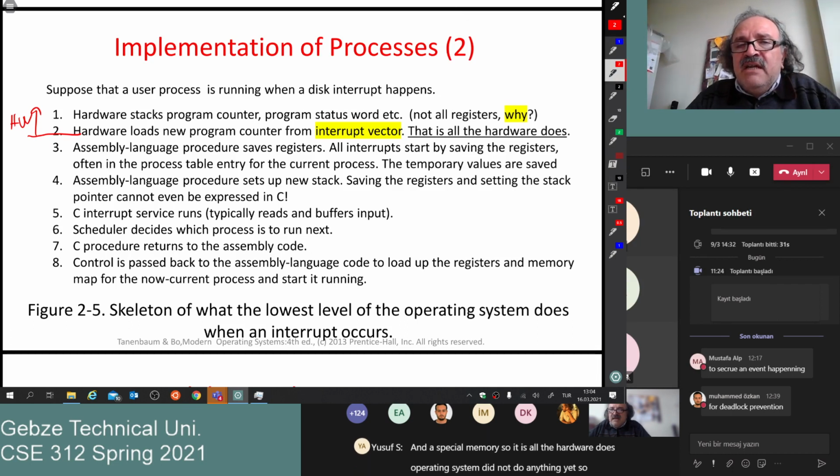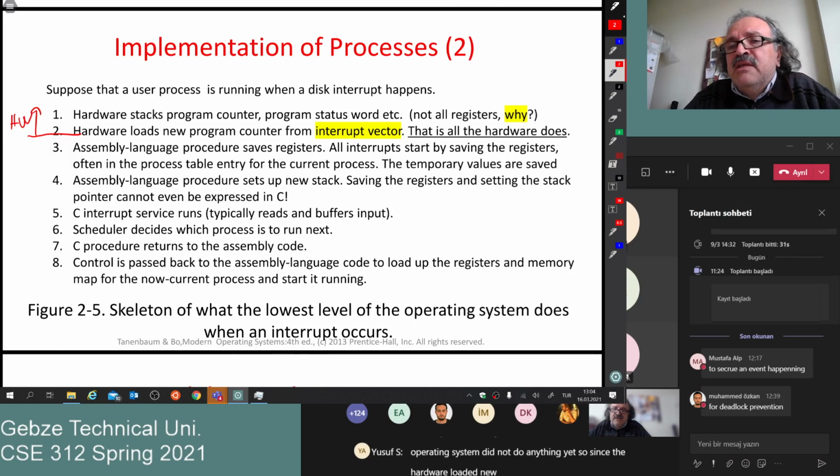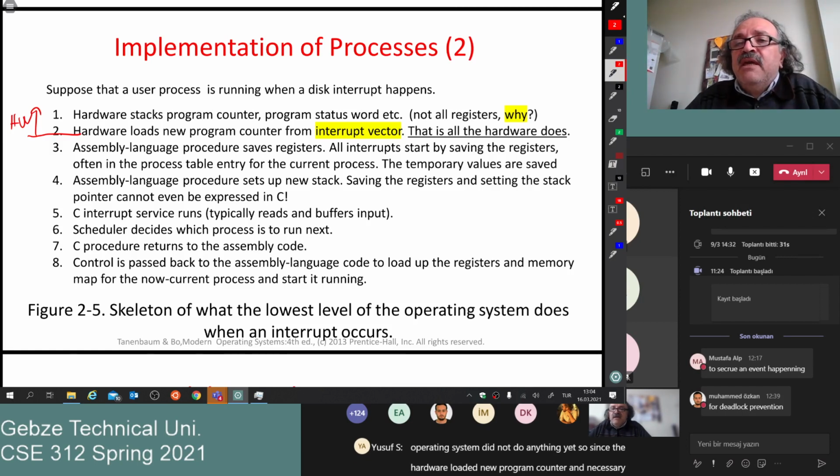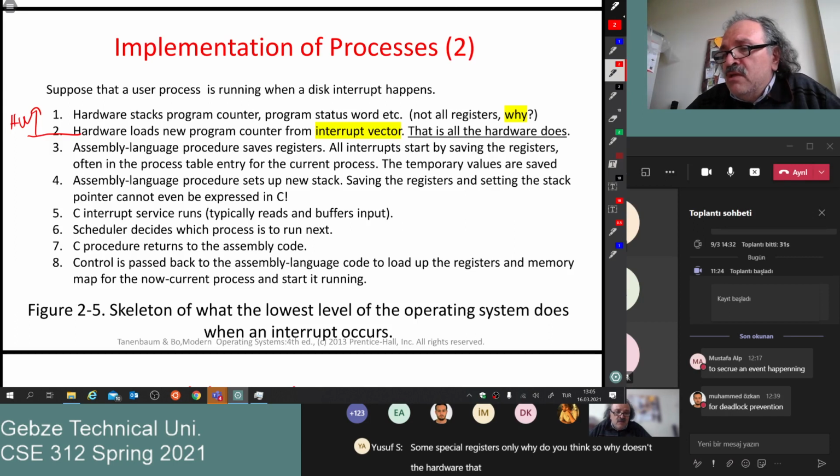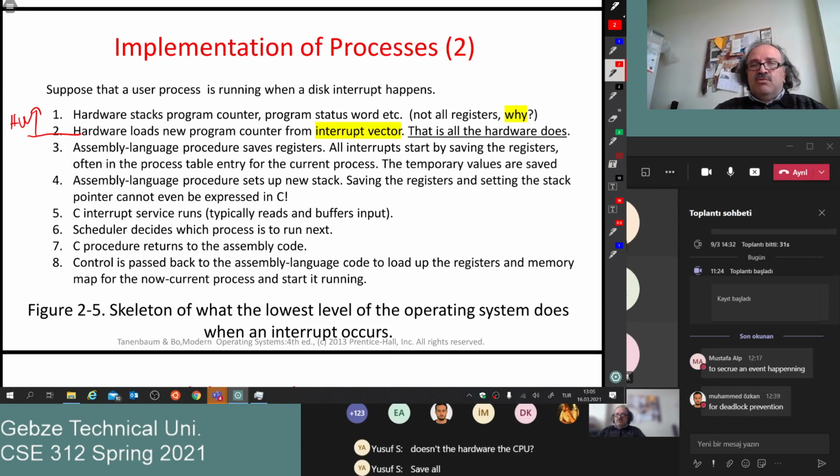Since the hardware loaded a new program counter and necessary registers, the execution starts at a new place in kernel mode. Now I am executing a special assembly language procedure determined by the operating system. There is a question here. The hardware doesn't store all the registers. It only stores some special registers. Why do you think so? Why doesn't the hardware, the CPU, save all the registers to the stack?